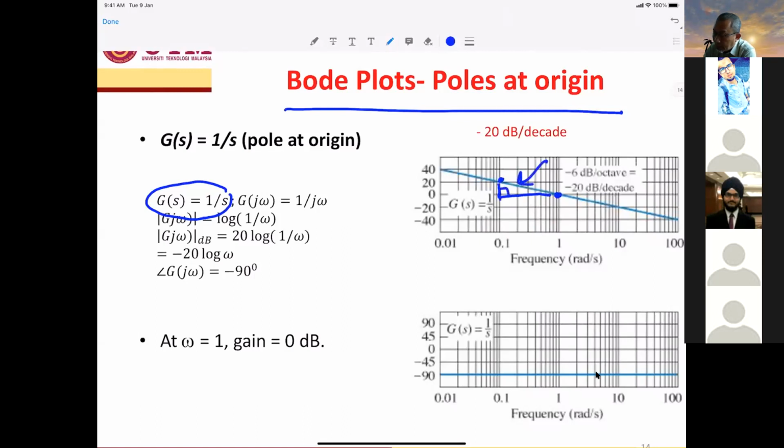Okay. So the change is 20. This one is 1 decade. So the slope will be minus 20 dB per decade. Okay. And the phase is the inverse of the derivative, which is minus 90 degrees.